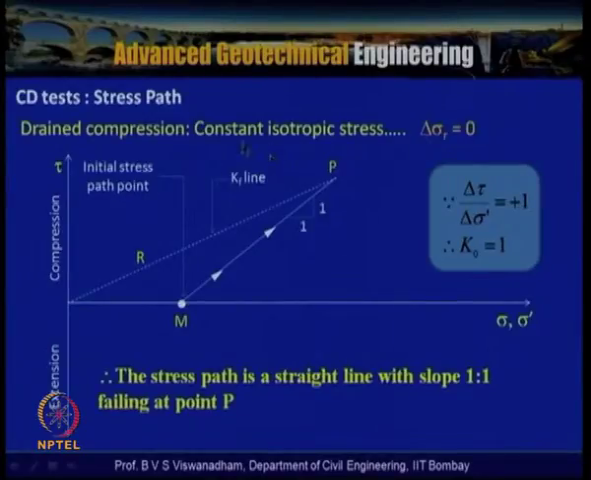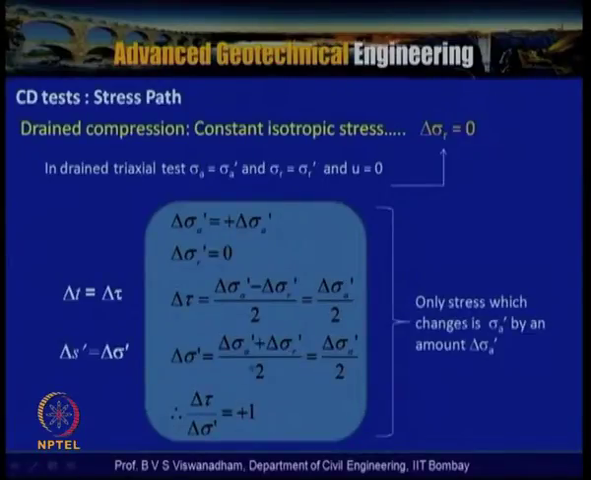So this can be indicated, whatever we have deliberated, with drained compression with constant isotropic stress where delta sigma r is equal to 0, with compression on the upper axis and extension below, and the sigma dash axis here. So m is the initial stress point, and the stress path traverses from m to p, MP. And the slope of this line, delta tau by delta sigma dash, is equal to positive 1.